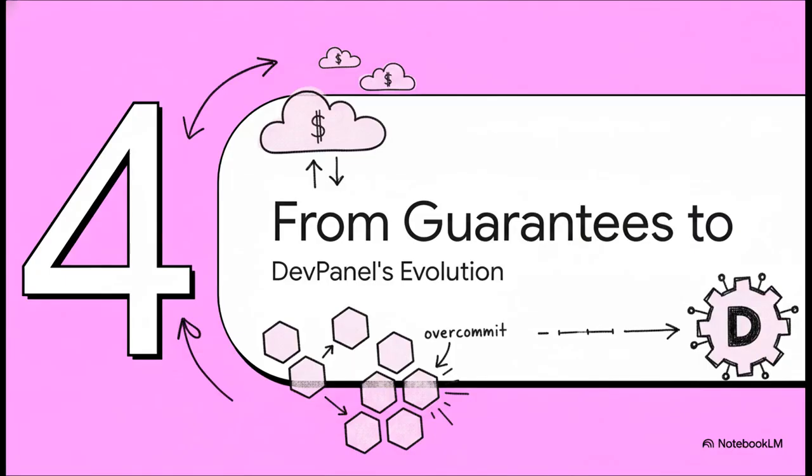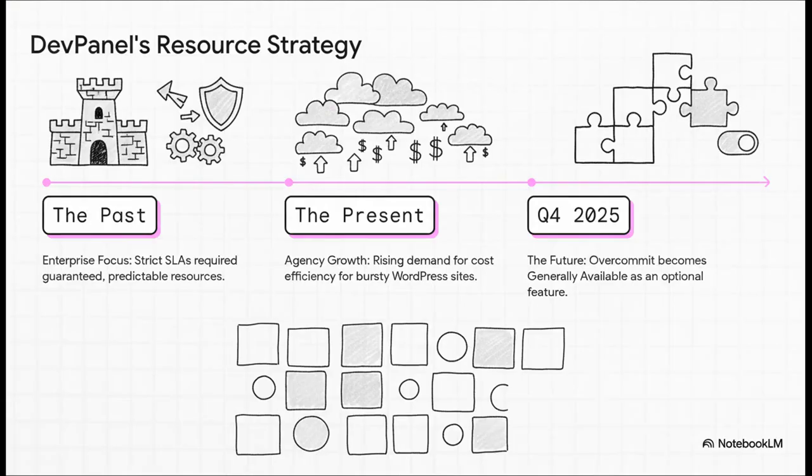So you might be thinking, okay, if this is so great, why hasn't a platform like DevPanel been doing this all along? And that's a perfectly fair question. The answer really comes down to their own evolution and how the needs of their customers have changed over time. See, it all goes back to their history. DevPanel was originally built for big enterprise clients. And these customers, they have super strict service level agreements, SLAs, that demand guaranteed, predictable performance, no matter what. For them, Overcommit just introduced a level of risk they couldn't take on.